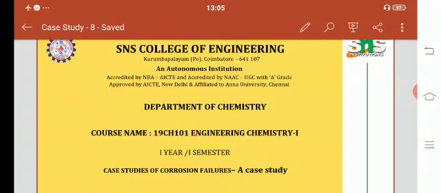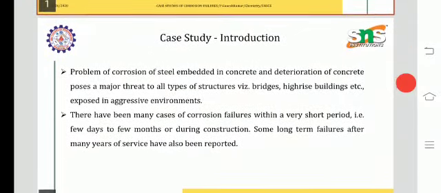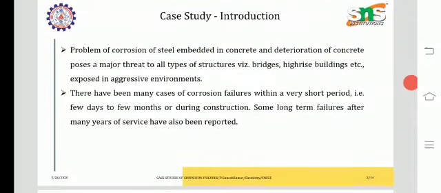In the case study in engineering chemistry, we're going to study about the corrosion failures. There are case studies of corrosion failures in the structures. So what is corrosion? Corrosion is a disintegration or decomposition of materials. It may be either a natural process or a chemically induced process.